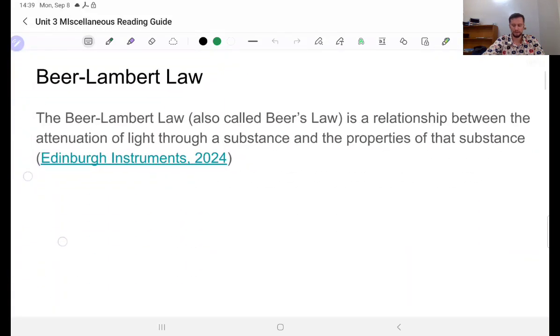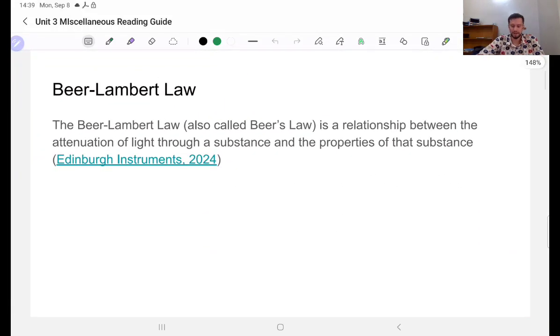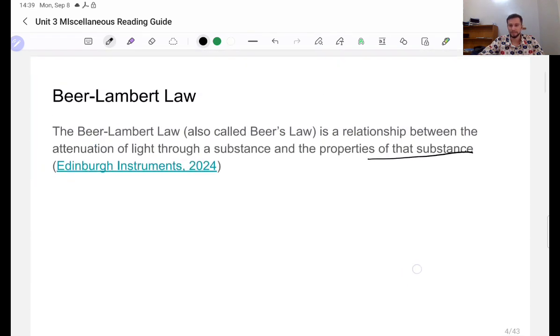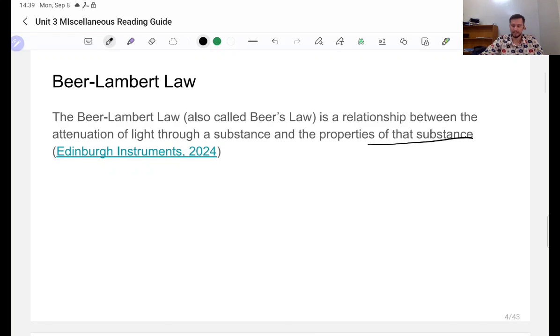So the Beer-Lambert law, also called Beer's law, is a relationship between the attenuation of light through a substance and the properties of that substance. That's a fancy, I don't even know, a synonym for attenuation. Basically, all it's saying is how much of the light gets through the substance.